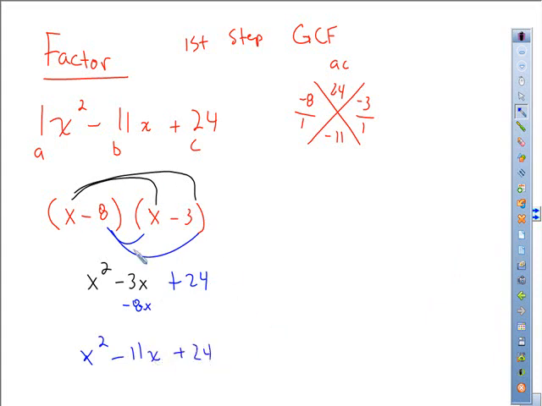So if you FOIL the problem, it should give you the original question. That tells you that you factored it correctly. If you factor a problem and then you FOIL it to check and you don't get the original problem, then you've factored the problem incorrectly.